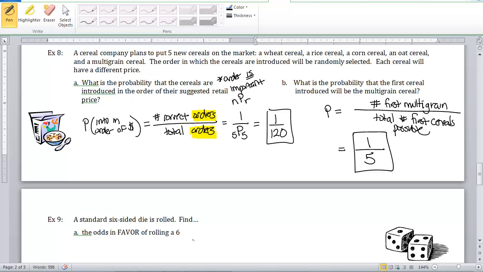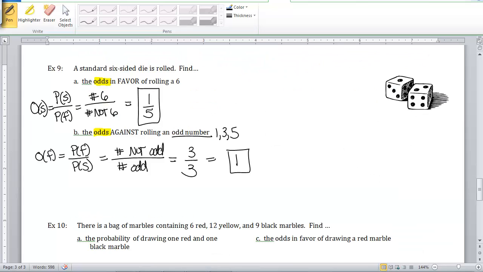Please now pause the video and complete example 9. In example 9, we went back to finding odds. So remember, this does not go over the total. In A, there's only 1 six on a die and 5 other numbers that are not a 6, so 1 out of 5 odd in favor of rolling a 6. In B, odds against an odd number, well, there happen to be 3 numbers that are not odd, even, and 3 numbers that are odd, and so 3 over 3 simplifies to 1 over 1. Remember to always write it as a fraction. Please now pause the video and do example 10.